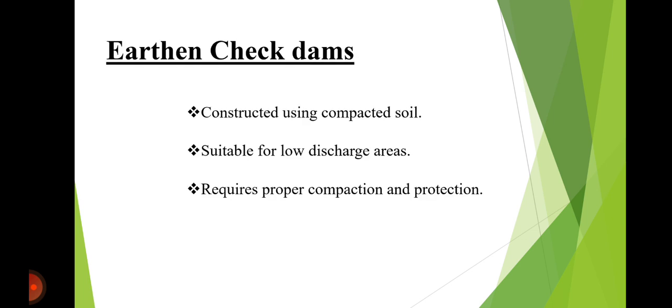So next is the log check dam, made using wooden logs, poles and sticks. Logs are placed across the gully and secured firmly, generally used as a temporary structure.